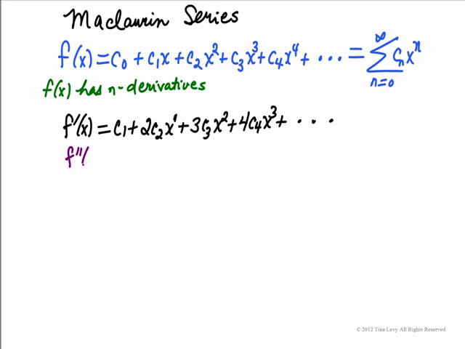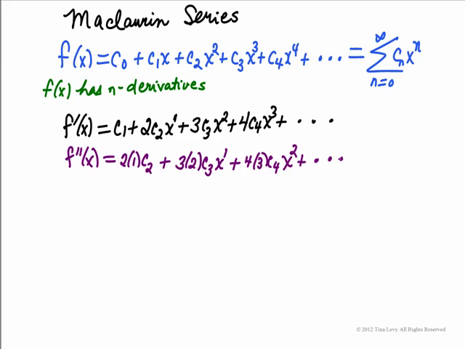Second derivative, the derivative of the constant disappears, and this, of course, is 2 times 1 c2, x to the 0 is just 1, and then we have 3 times 2 c3, x to the 1, and then 4 times 3 c4, x to the second, and this also will go on indefinitely. Second derivative, I was multiplying these two, these two, these two.